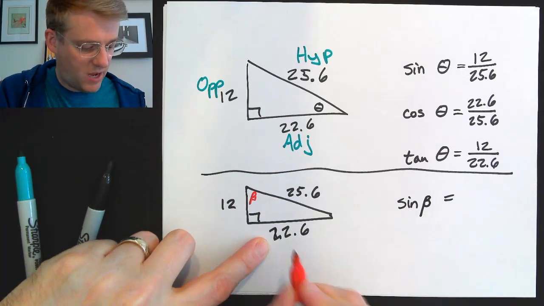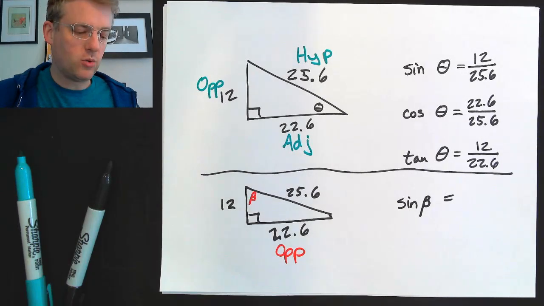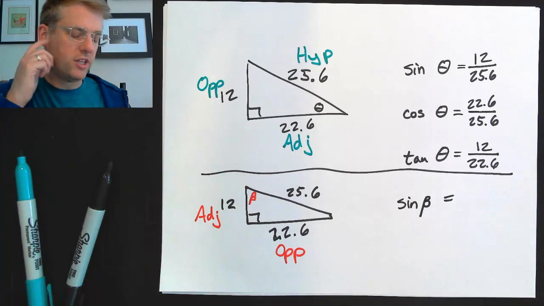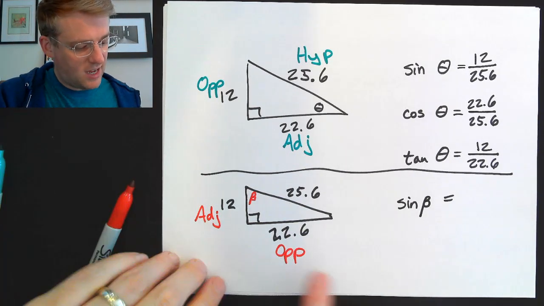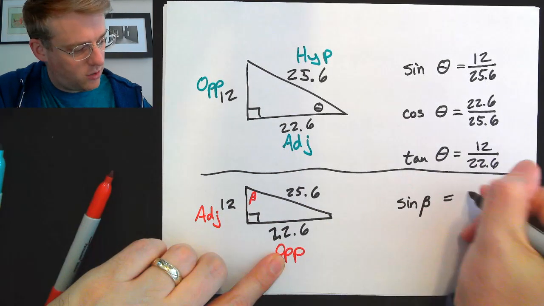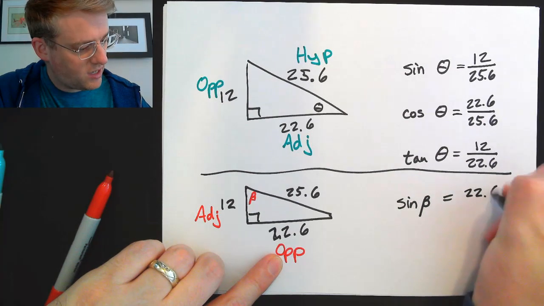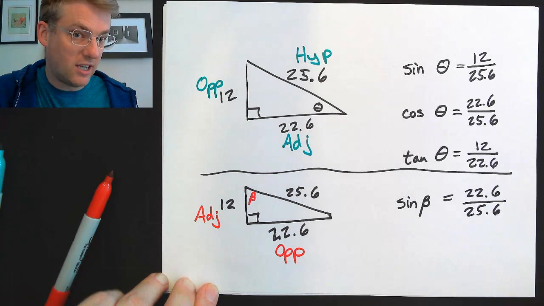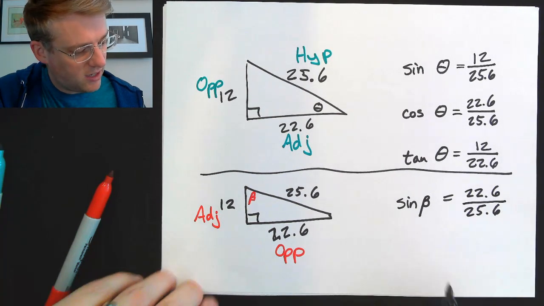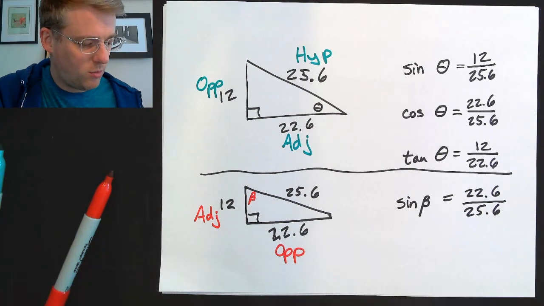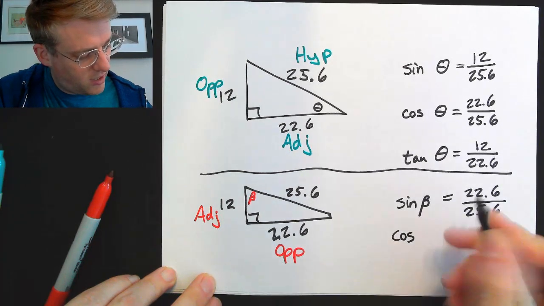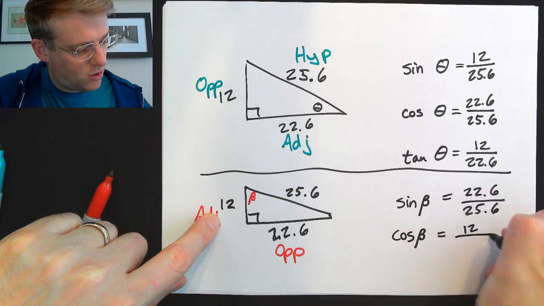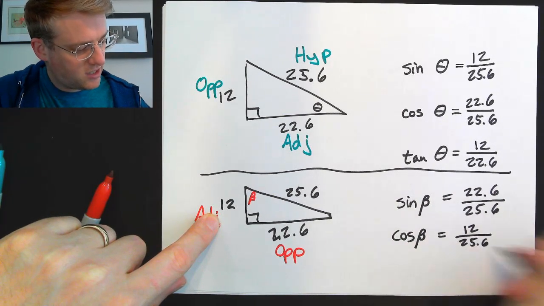The leg opposite beta is going to be 22.6, and the leg adjacent to beta is going to be the one that's 12. So our sine is the opposite over the hypotenuse, 22.6 divided by 25.6, proper fraction, a decimal less than 1 if we went to the calculator, because the hypotenuse is always going to be bigger. The cosine of beta is the adjacent, 12 over the hypotenuse, 25.6.